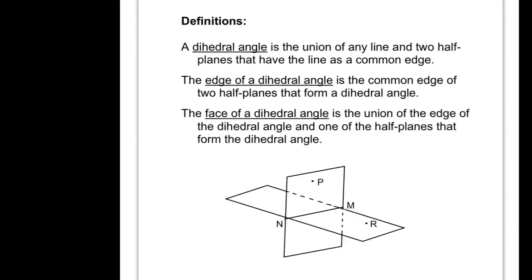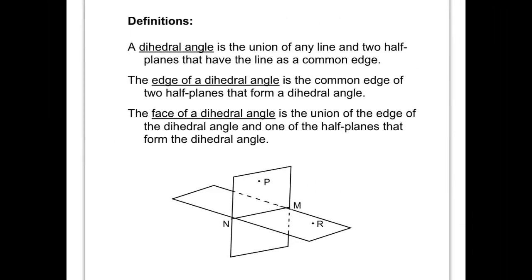So here are the official definitions. A dihedral angle is the union of any line and two half planes that have the line as the common edge. So I can color this as the half plane, and then here's the other half plane, and then the line that's in between them is called the edge of the angle.